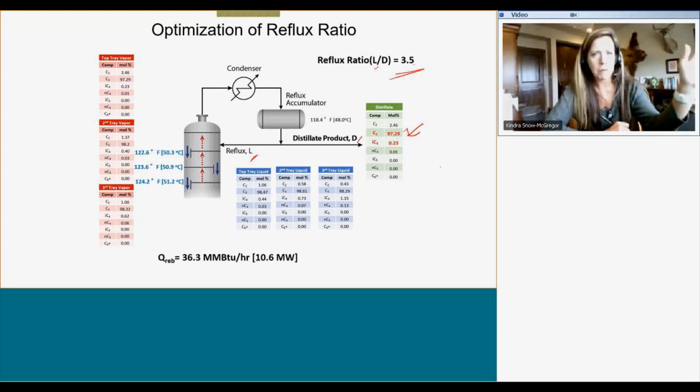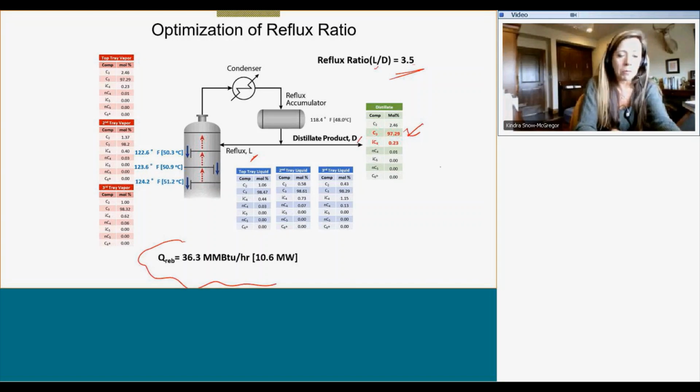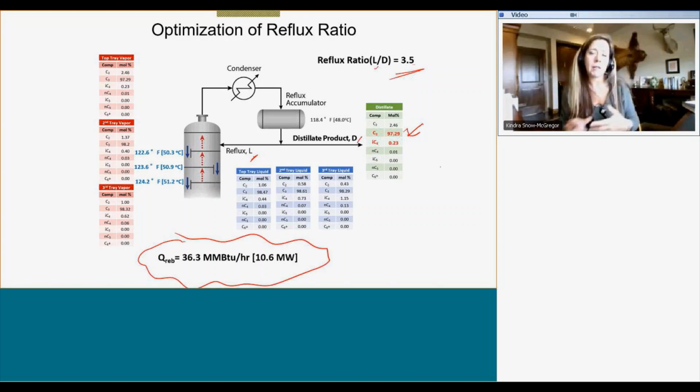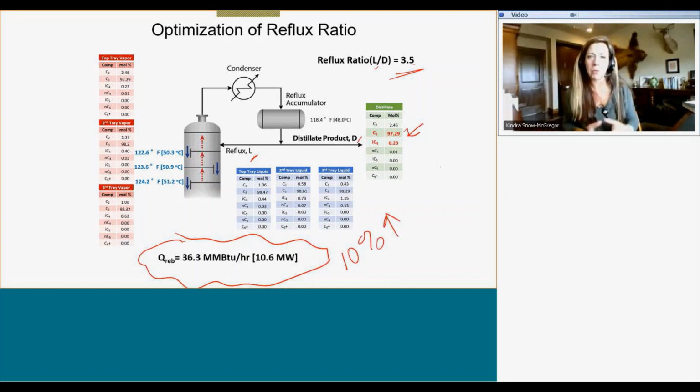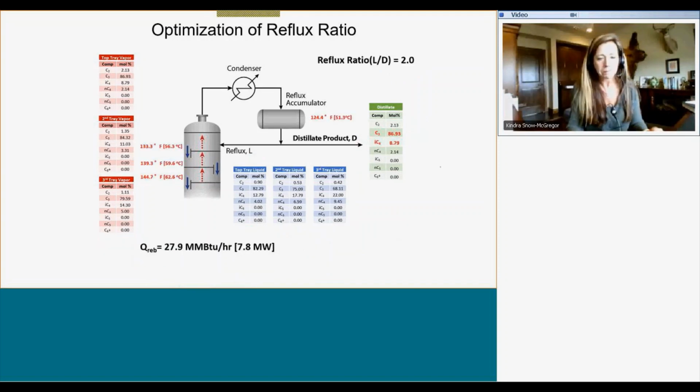I can sell that. My buyer's happy. He'd be more than happy to take 97% over 95%, right? But notice what happened to my reboiler. Now, instead of burning 31 million BTUs an hour of fuel gas, I'm now burning 36 million BTUs an hour of fuel gas, or essentially a 10% increase in my reboiler duty, right? And so that all translates into fuel gas, that translates into operating cost.